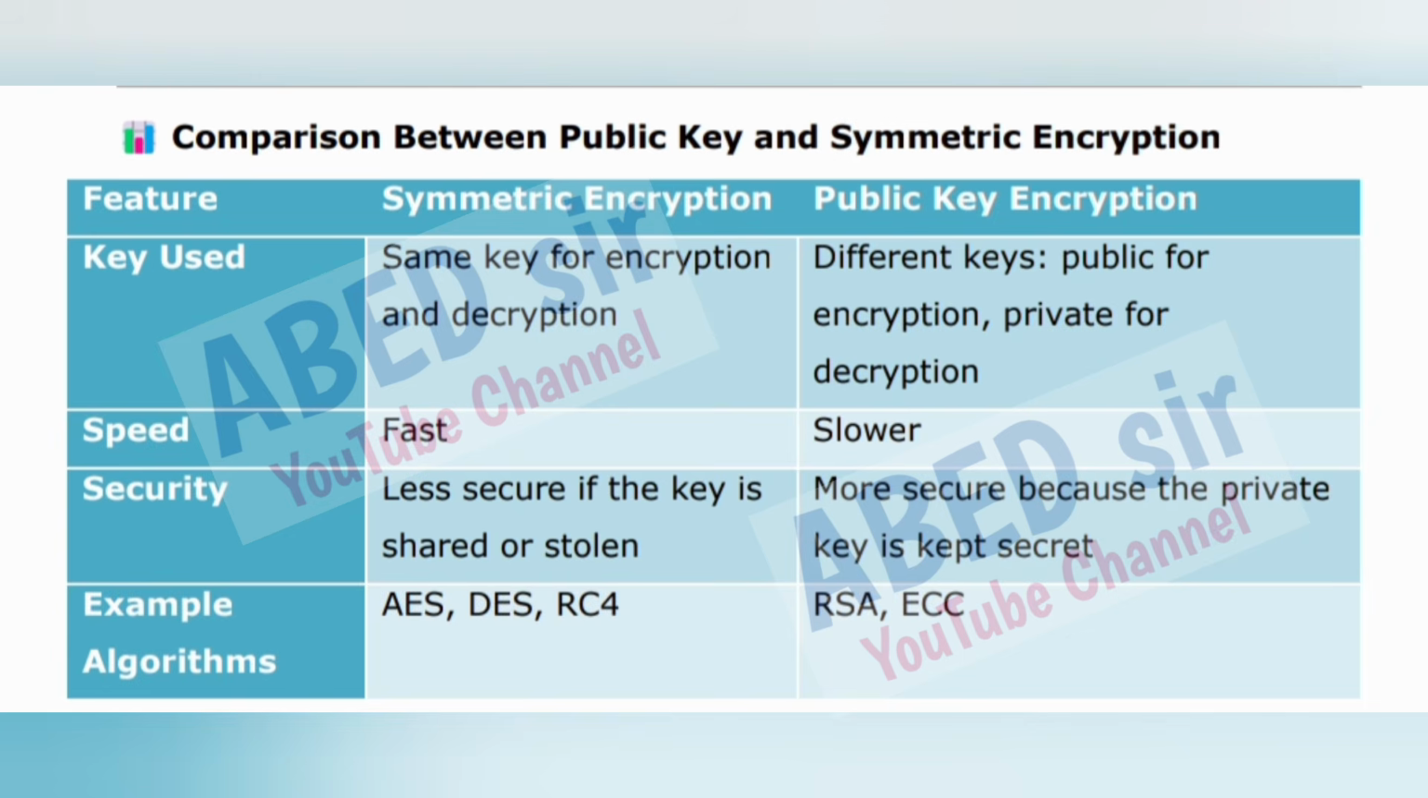Comparison between public key and symmetric encryption. Feature: symmetric encryption, public key encryption. Key used: same key for encryption and decryption; different keys, public for encryption, private for decryption. Speed: fast; slower. Security: less secure if the key is shared or stolen; more secure because the private key is kept secret. Example algorithms: AES, DES, RC4; RSA, ECC.